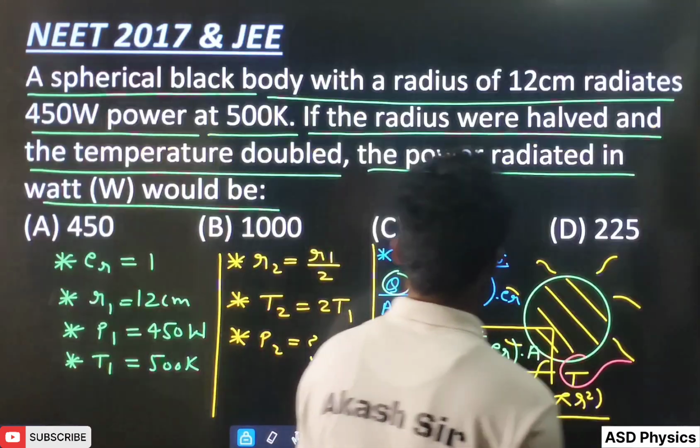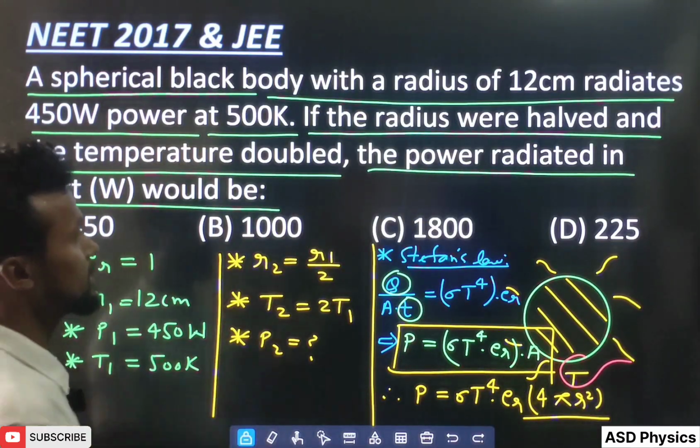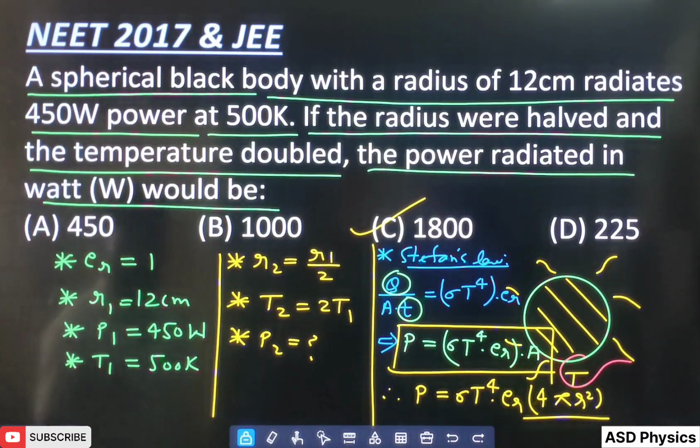So if we see here, which option is matching? You can see very well. The correct option is option C.